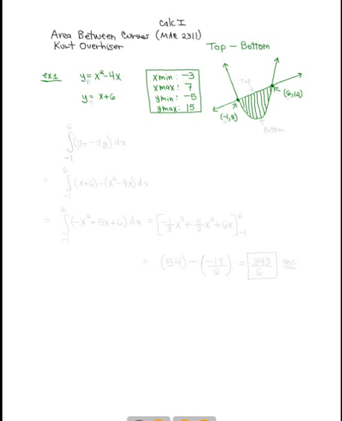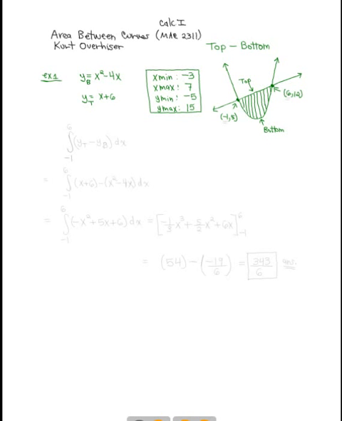And what I mean by top and bottom is that we're dealing with two different functions. And so between the two points, the line serves as the top function and the parabola serves as the bottom function. Top in the sense that it's above the parabola between negative 1 and 6. So since the line is going to be the top, I'm going to put a little subscript t for the line, and for the parabola I'm going to put a little subscript b, in the equation for the line and parabola.